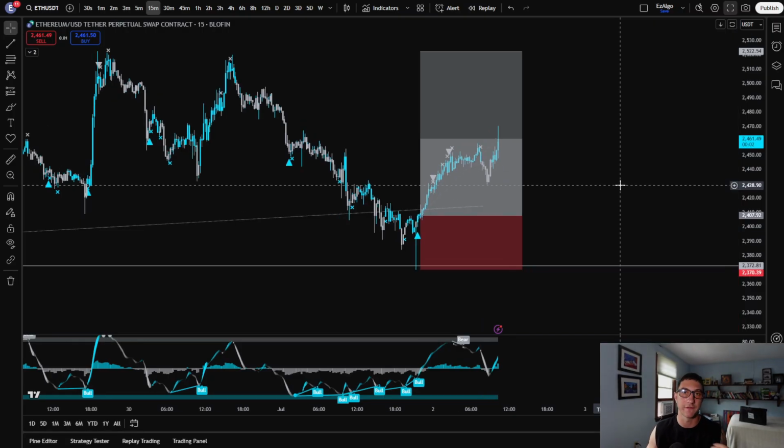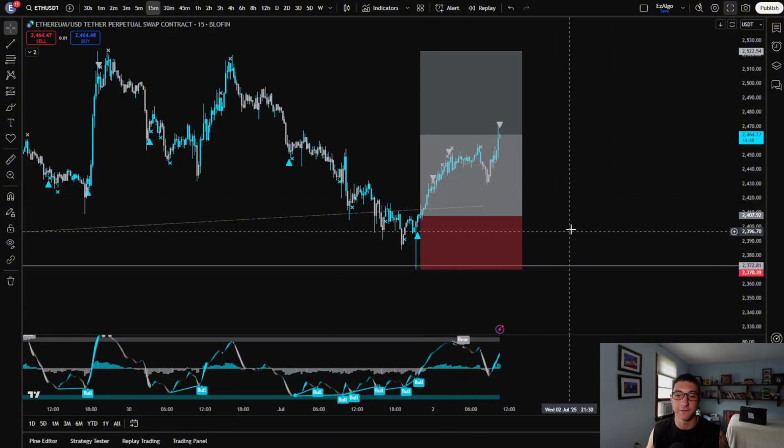That is how you can trade failures of a range. This is the best way to trade support and resistance. Wait for a failure of a key level. Wait for that reclaim. Look on your divergence oscillator for those bullish divergences, and that is going to be your entry trigger.